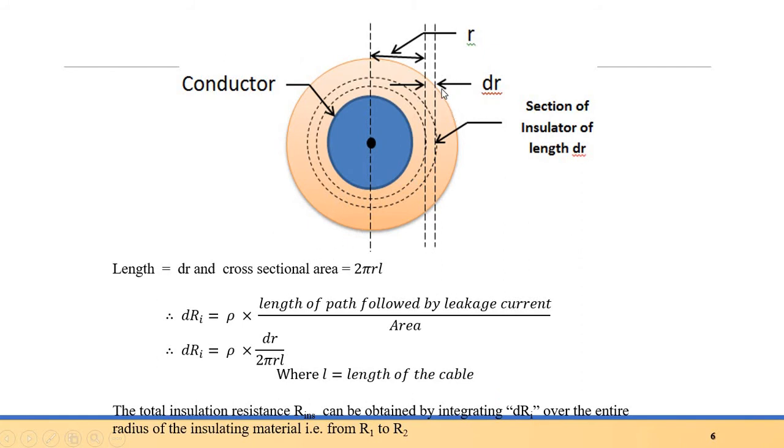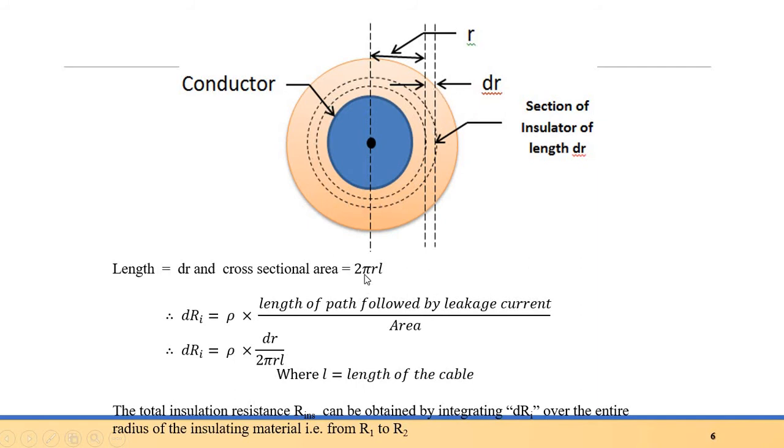Now we can consider one section of the insulator of a length dr. So this is the horizontal length dr, at distance r from the center of the cable. So dr is the section of insulation which is at r radius of the cable. Length is equal to dr, and cross-sectional area is 2 pi r l.